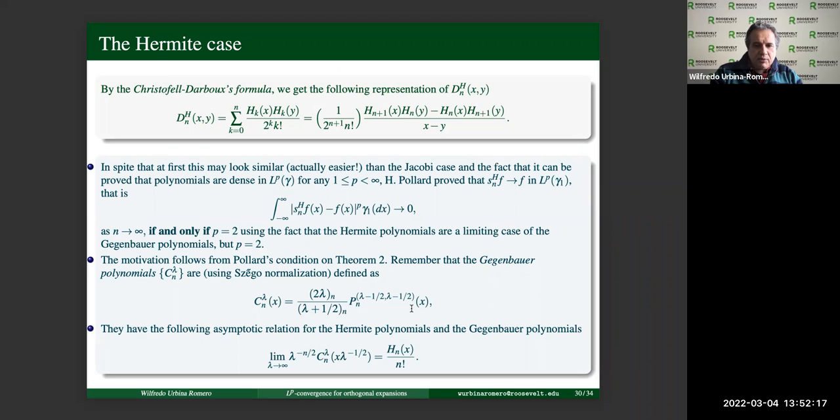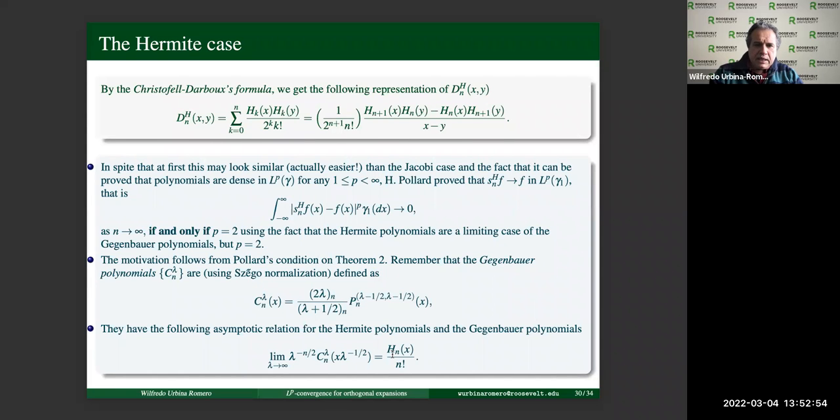These are the Jacobi polynomials, the Gegenbauer polynomials, when alpha and beta are lambda minus 1/2. And this is a very well-known formula, which is the intuition that Polar gave in that paper: when lambda tends to infinity, the Gegenbauer or ultraspherical polynomial properly normalized, you get nothing but the Hermite polynomials.